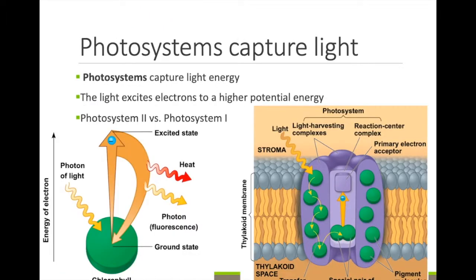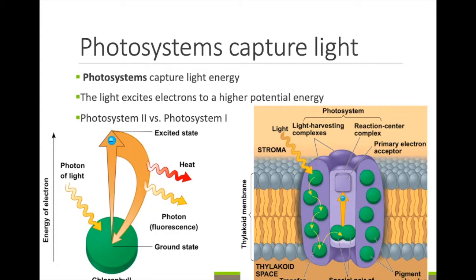Now we'll investigate this process of capturing light energy a little bit more. Light is absorbed within a complex called a photosystem. When light strikes an electron, it is excited to a higher potential energy. This is shown on the graph on the left. When the photon of light hits the chlorophyll molecule, an electron gets excited because it absorbs some of that energy. Well, once its electron is excited, it can't stay there. What it's going to do is fall back down to its unexcited state. When it does this, it releases energy as light and heat.